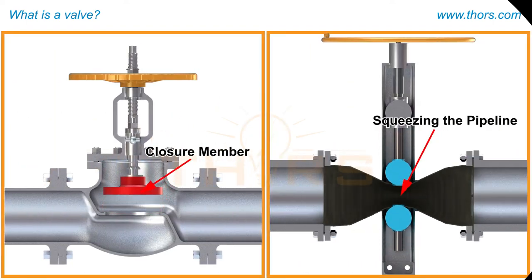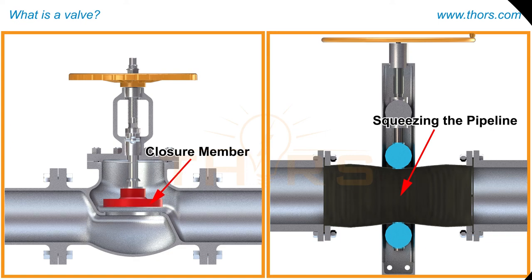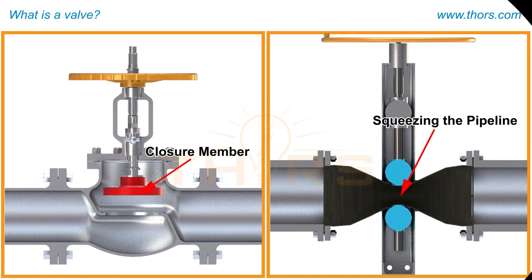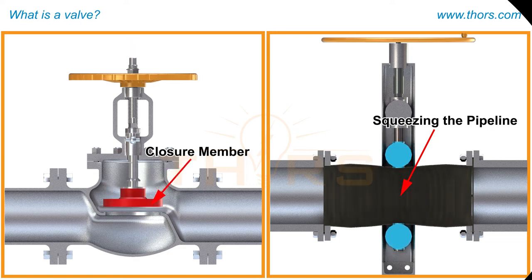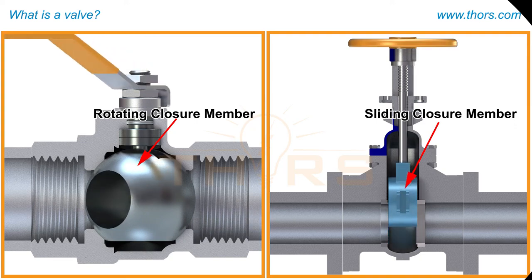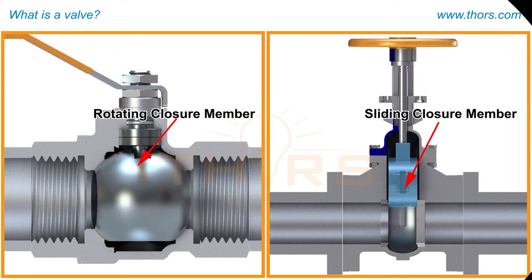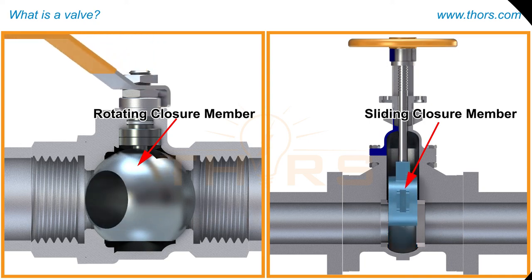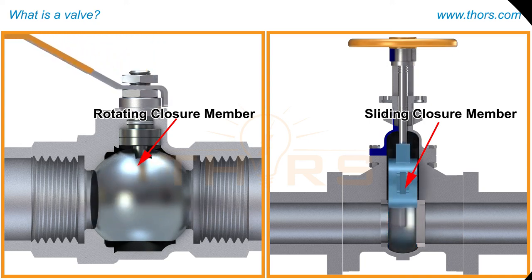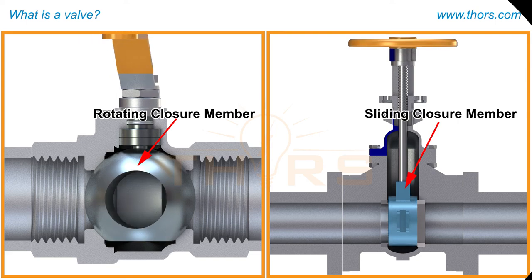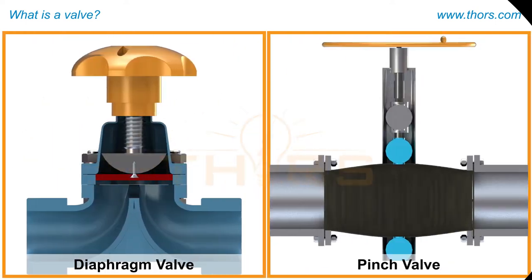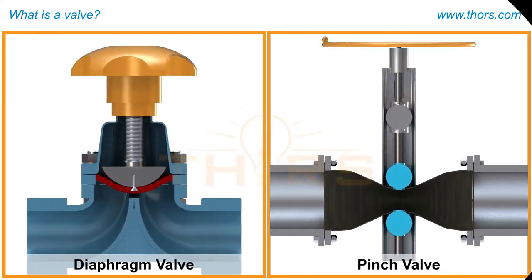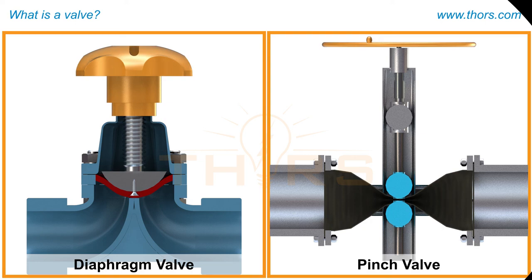A valve can be controlled or closed either by placing a closure member in the valve passage or by squeezing the pipeline. The closure member can be placed in the valve by obturating or thrusting the closure member onto the seat, by rotating the closure member in line with the seat, or by sliding the closure member onto the seat. The closure member can be squeezed to control or close the valve only if the closure member is a flexible type.